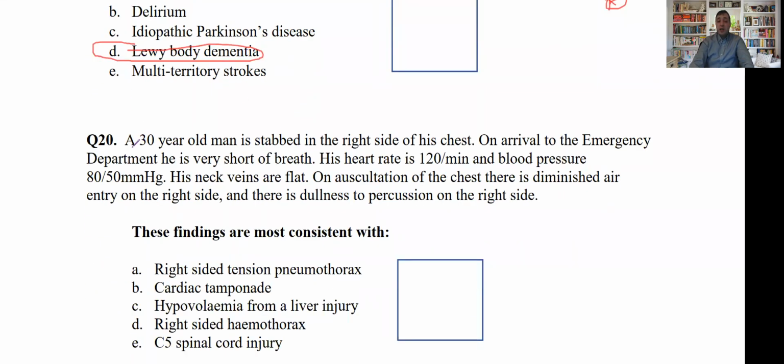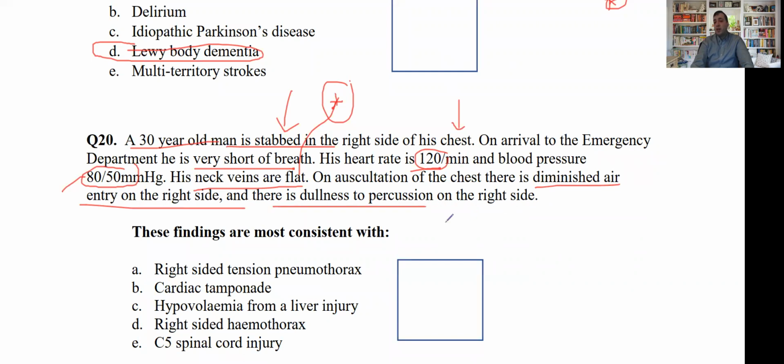Question 20. A 30-year-old man is stabbed in the right side of his chest. So here we have a stab wound in the chest. On arrival to the emergency department, he is very short of breath. His heart rate is 120, so he's tachycardic, blood pressure is low, 80/50, so he's hypotensive. His neck veins are flat. This is very important here. On auscultation of the chest, there is diminished air entry on the right side, and there is dullness to percussion on the right side.